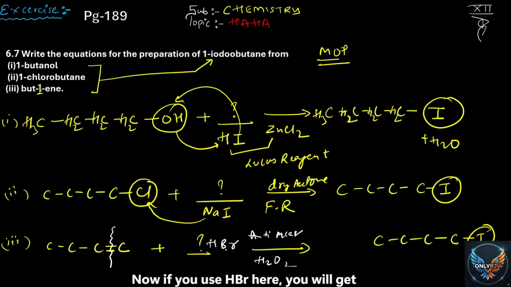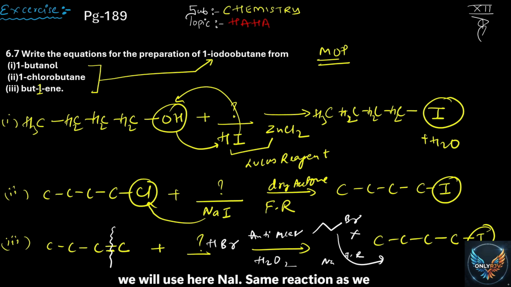Now if you use HBr here, you will get bromine at this position. So you will get it like this, bromine. But do we require bromine? No. So again, to convert bromine to iodine, we'll take the help of the Finkelstein reaction. Again, we'll use NaI here. Same reaction as we did in the second. So I gave you a gist of what we'll do in all these reactions.